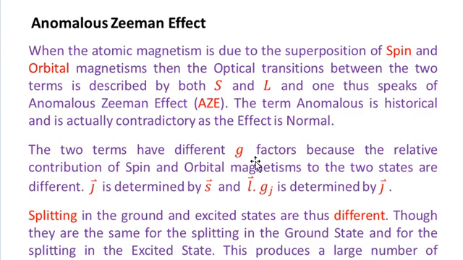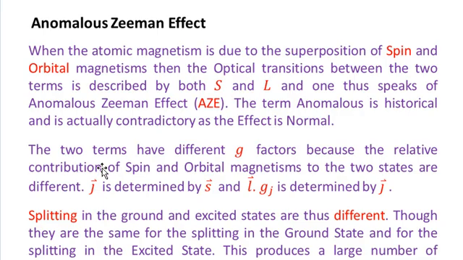So the two terms have different G factors because the relative contributions of spin and orbital magnetism to the two states are different. You see that again, the point is that the contribution of the spin magnetism and the orbital magnetism to the two states are different. So their contributions are different. So we have different values of J for the two states.